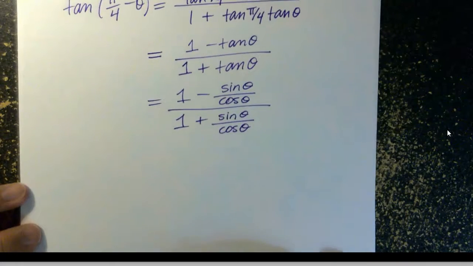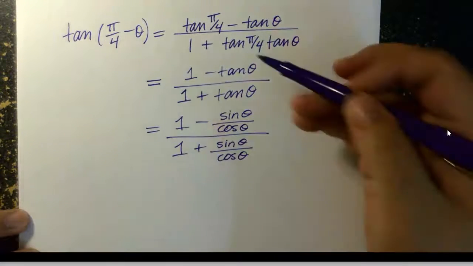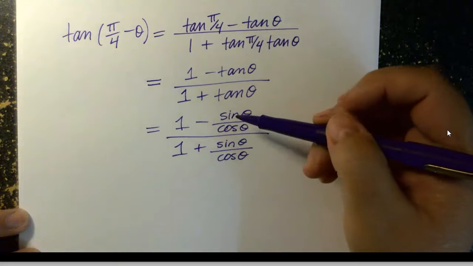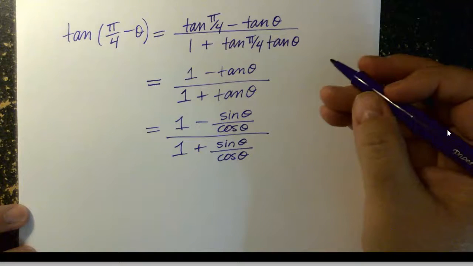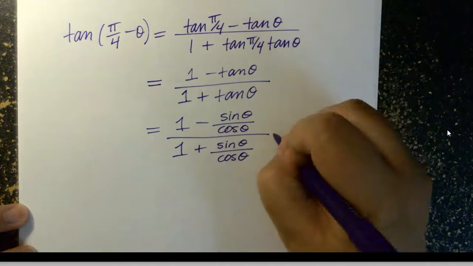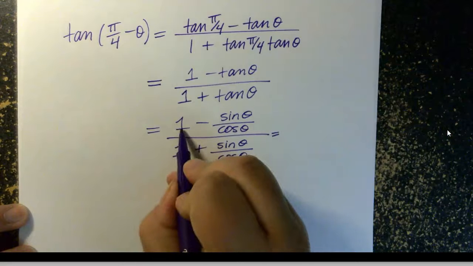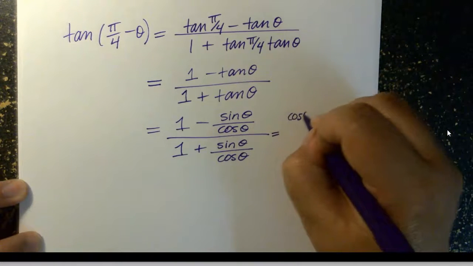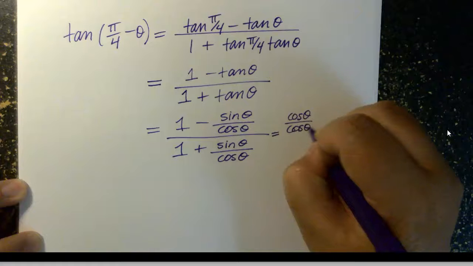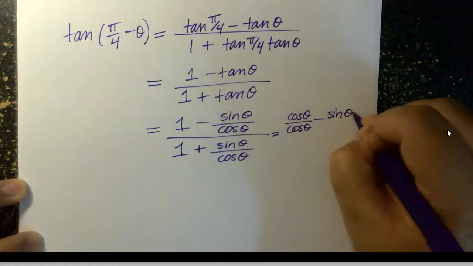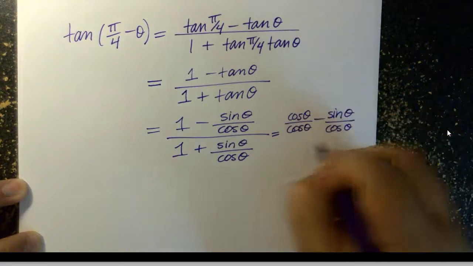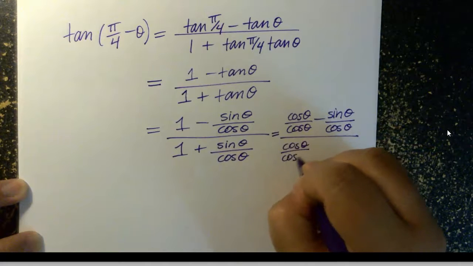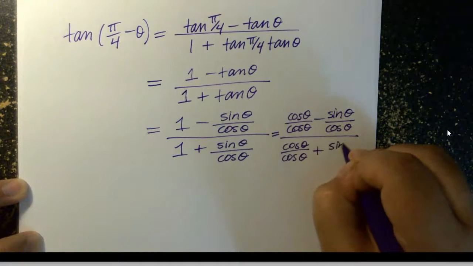All right, now in the numerator and in the denominator, I have addition or subtraction with a fraction. In order to add and subtract fractions, I have to have a common denominator. So I'm going to think of this 1 here as cosine over cosine, so that I have that common denominator. So cosine over cosine minus sine over cosine on top. And in the denominator, cosine over cosine, 1, plus sine over cosine.